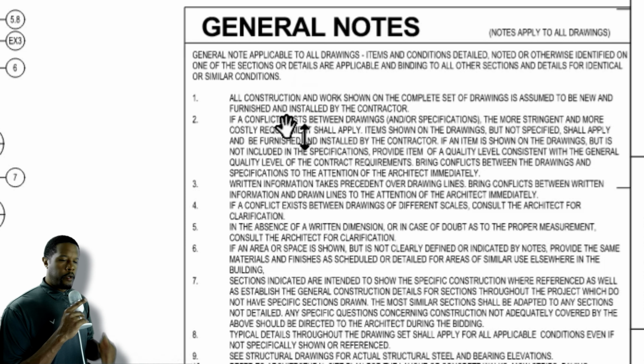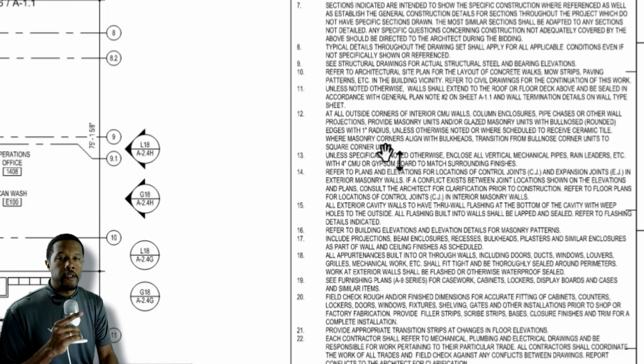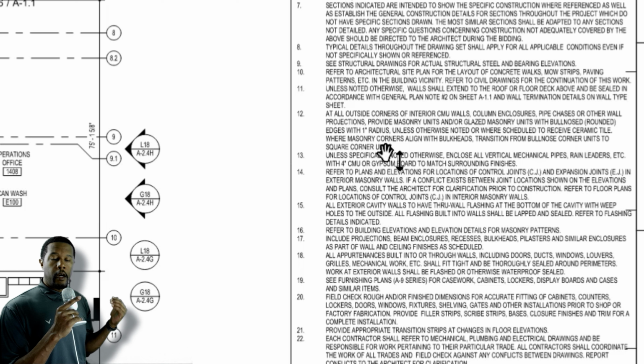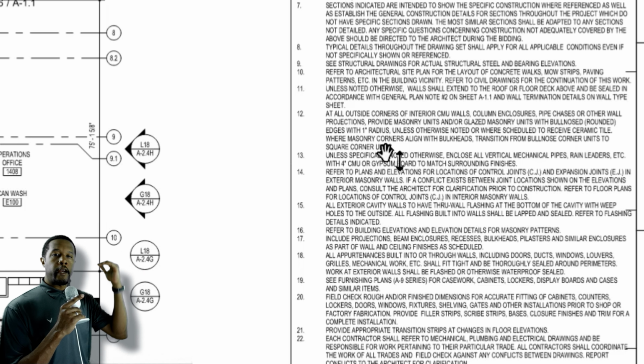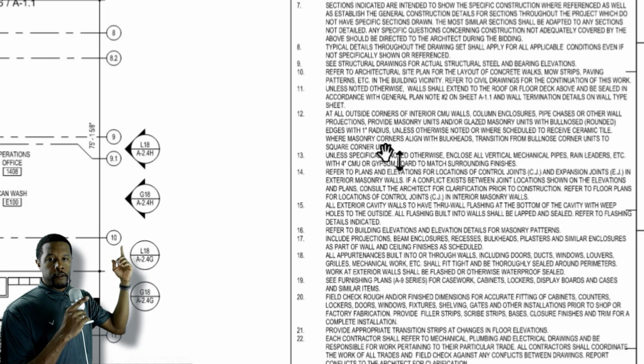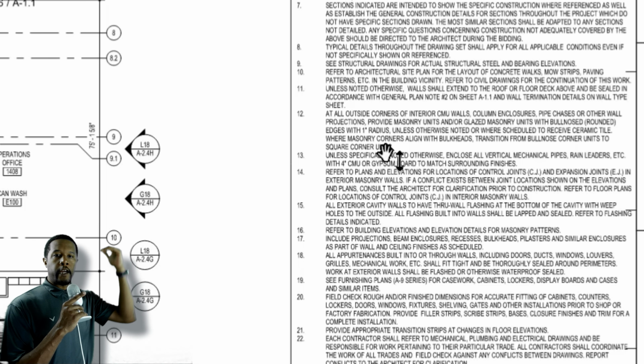Now let's pick one out just for an example. All right, look at number 11. It says, unless noted otherwise, walls shall extend to the roof or the floor deck above and be sealed in accordance with the general plan note number 2 on sheet A-1.1 and wall termination details on wall type sheet. So it's referring you to a couple of different sheets on this note, but what it's basically telling you is that any wall in here, unless otherwise noted, is going to extend to the next structural deck. Not the ceiling like in your house where the wall just stops at the ceiling. It's telling you that this is going to extend past the ceiling into the next structural deck.